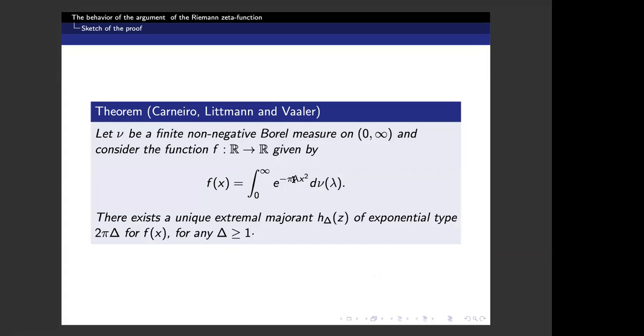In the paper of Carneiro, Littmann, and Vaaler, they give these results. If you have a finite non-negative Borel measure and a function f(x) that has this form, as an integral of the Gaussian with this measure, then we can solve the Berlin-Selberg problem. So we can obtain a majorant of this function f, a function h bigger than f such that h has exponential type 2 pi delta.